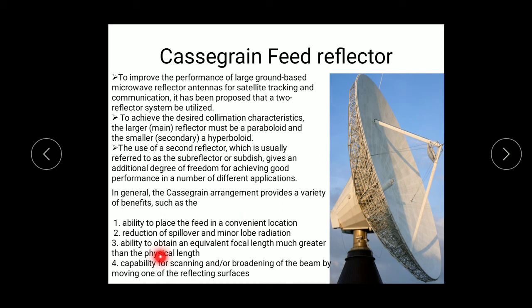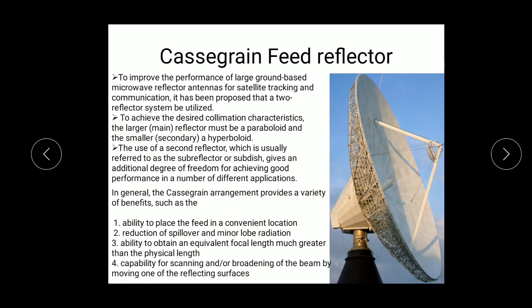Reduction of spillover and minor lobes. This also reduces the minor lobes of the antenna. Ability to obtain an equivalent focal length much greater than the physical length. Capability for scanning and broadening of the beam by moving one of the reflector surfaces. By moving the reflector surface you can scan or broaden the beam width. The beam width we can vary according to the movement of either reflector's location.